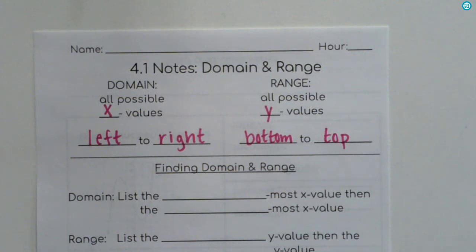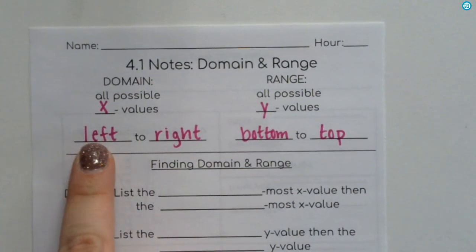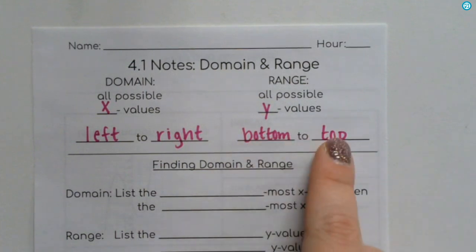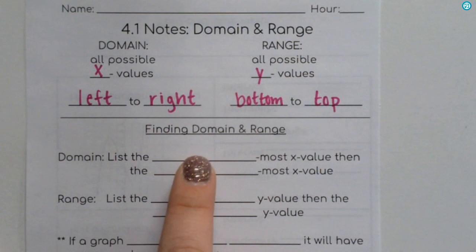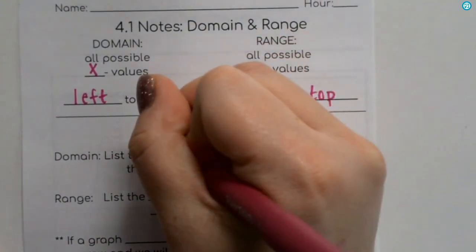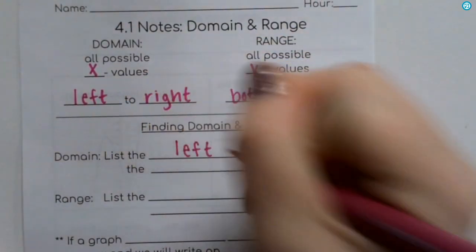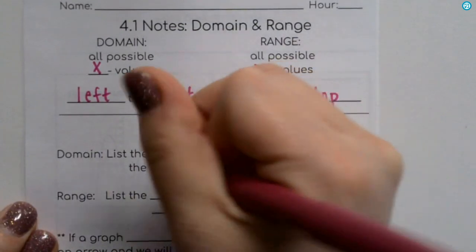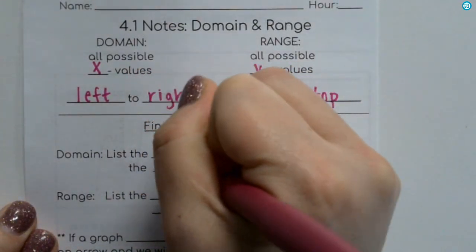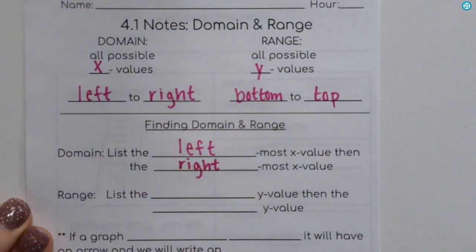So to list out domain and range, we are able to just list the furthest left and right, the furthest bottom and top. So to find our domain, we're first going to list the leftmost x value. So we will look at our graph and find the x value that is furthest to the left, write it down. Then we will find the x value that is furthest to the right and write it down.